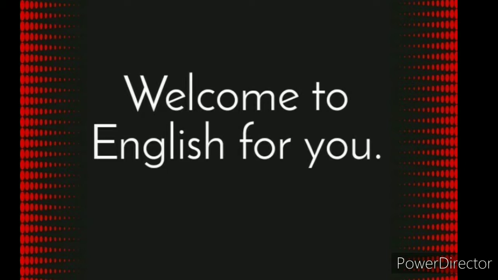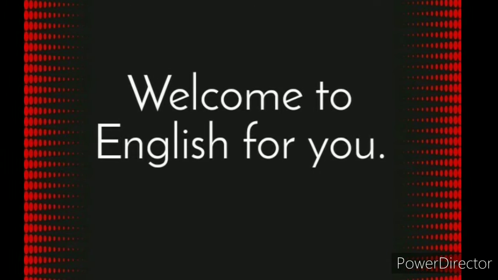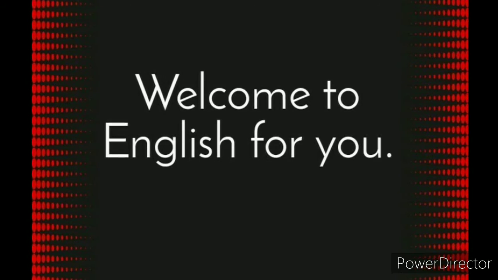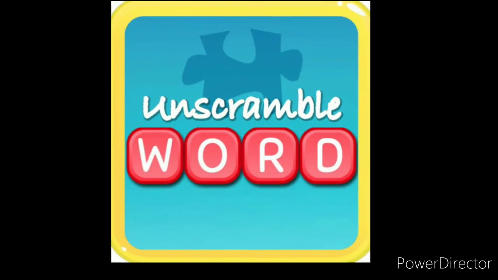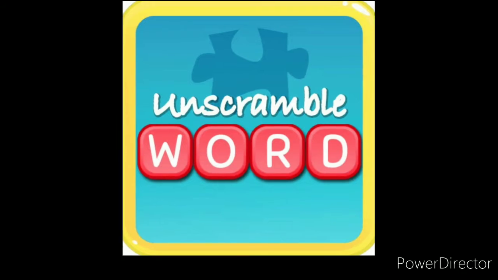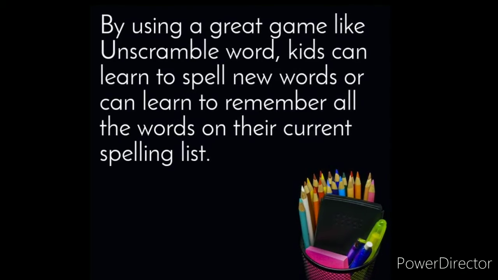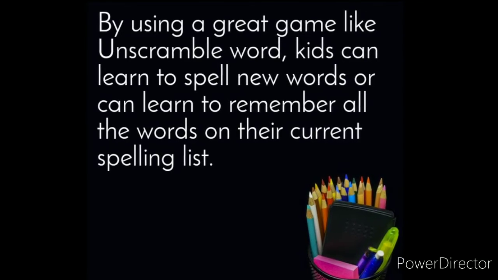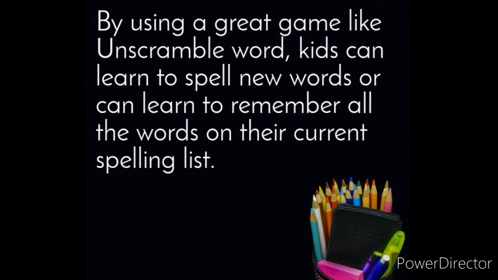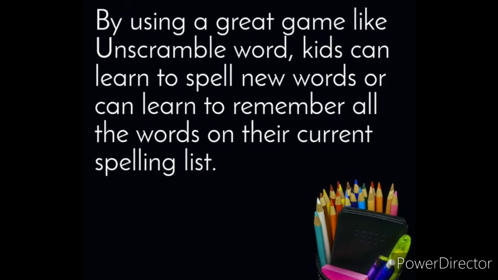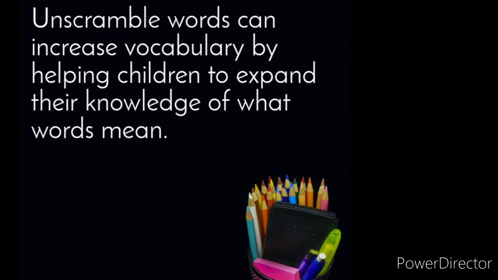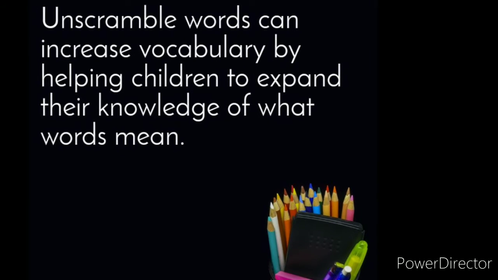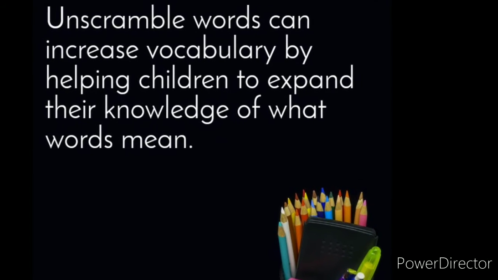In this video I am going to show you 3 activities which will improve the spelling learning skill of your child. So our first activity is unscramble words. By using a great game like Unscramble, kids can learn to spell new words or can learn to remember all the words on their current spelling list. Unscramble words can increase vocabulary by helping children to expand their knowledge of what words mean.